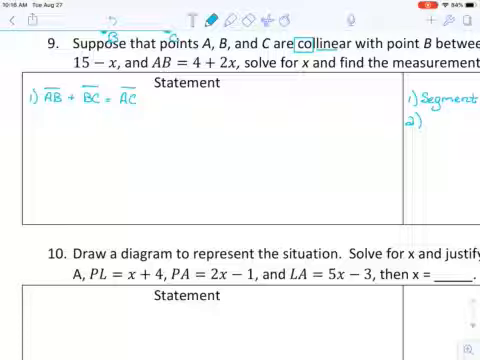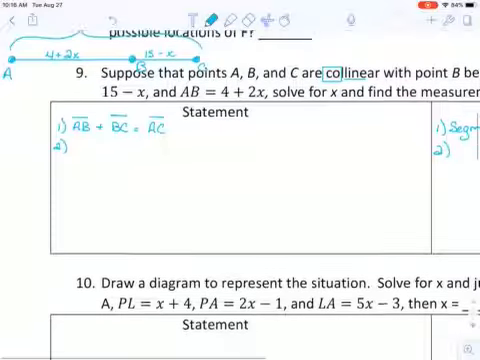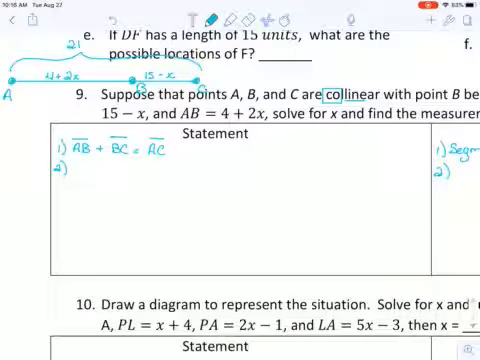But we have the start of an equation now, and we can plug some stuff in so we actually have something to solve. So that's what I'm going to do next. I'm going to say, well, segment AB, we already labeled, is 4 plus 2x. So I'm going to plug in 4 plus 2x for AB.